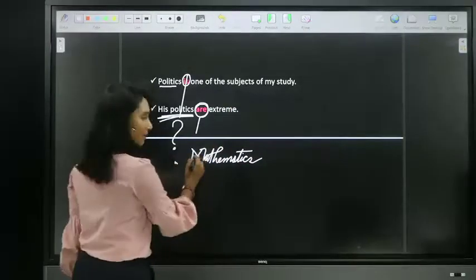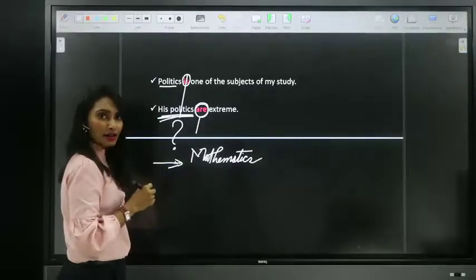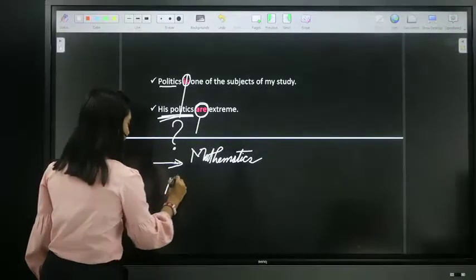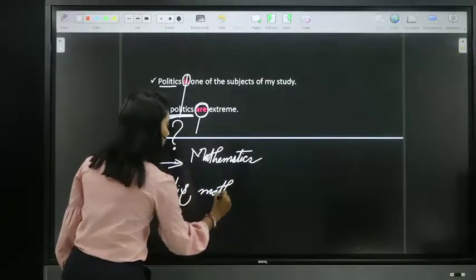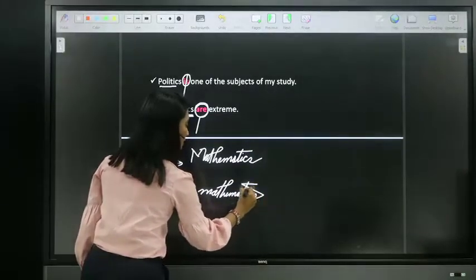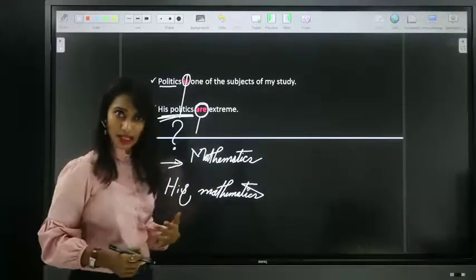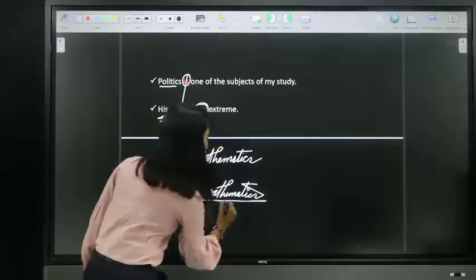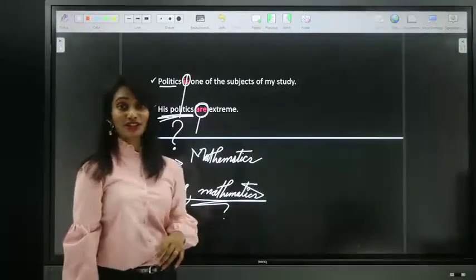But now I'm giving an example using this mathematics which we considered singular, but I'm making it plural with a change of meaning like this. His mathematics. Do you mean his subject? Do we have personal subjects? No. Then what is the meaning here? His mathematics means the calculations.